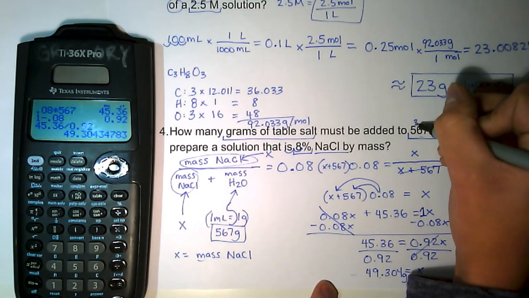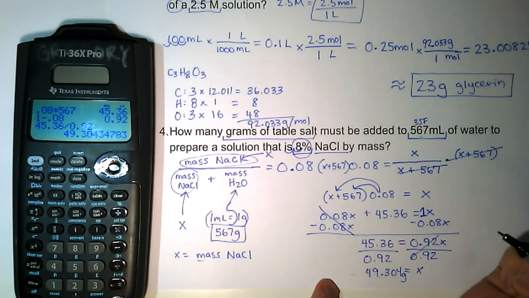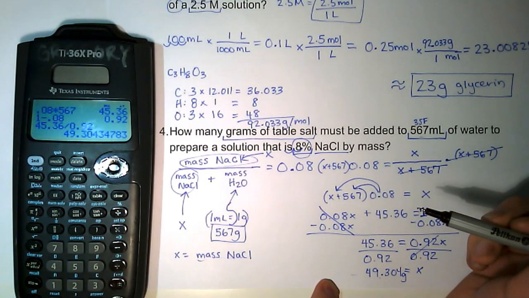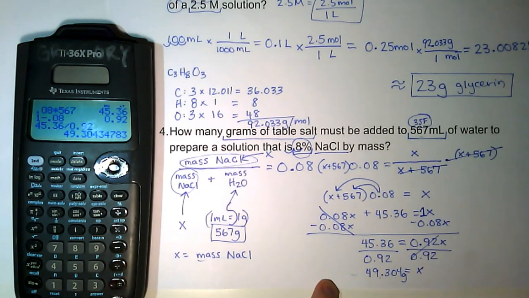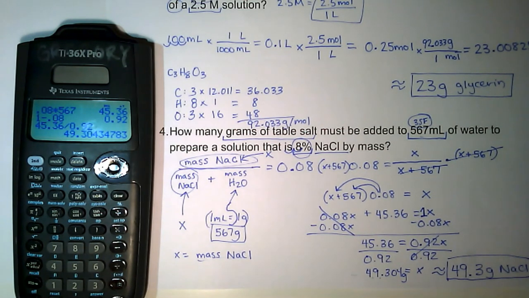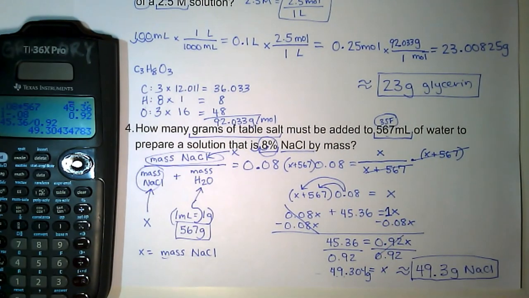And of course we want to round to appropriate significant figures. So we have 3 significant figures up here, and then we're not going to look at the significant figures given in the percent by mass. We don't look at percentages when looking at significant figures. So we're just going to keep the 3 significant figures in our volume. So we'll round this to approximately 49.3 grams of NaCl. Box that answer in. Of course, make sure you can see it. Move it over for just a second.